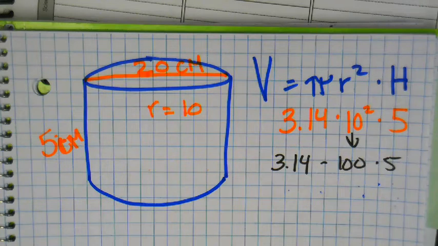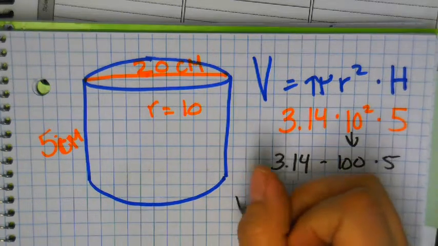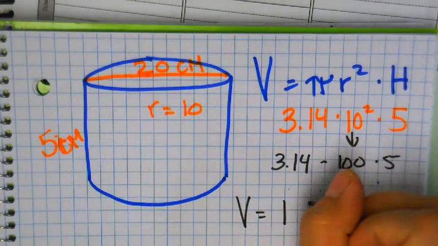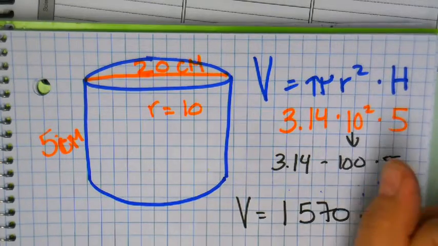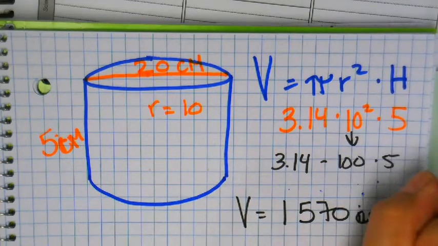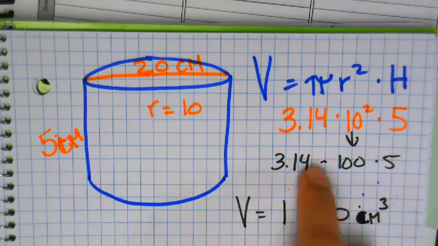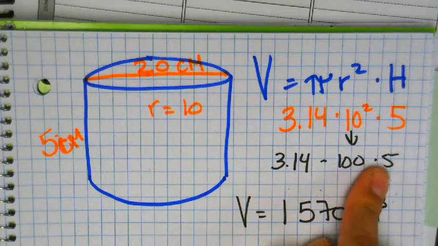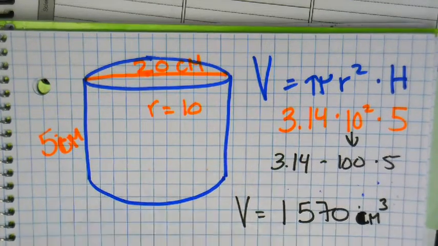All right. What did we get? 1,570 centimeters cubed. Good. Volume is equal to 1,570 centimeters cubed. How do we get that? You just type these numbers in. Now, Miss Amelie, I'm using a calculator. Do I have to show my work?